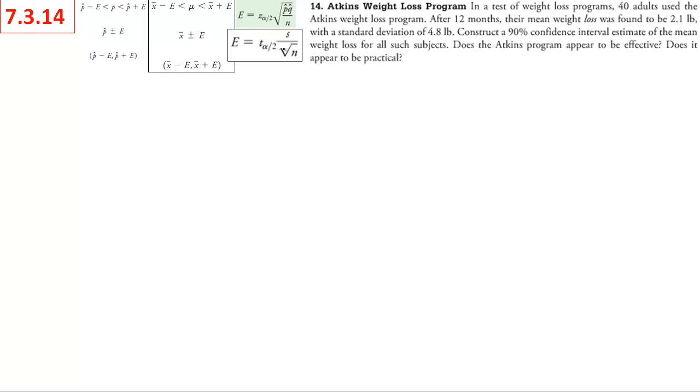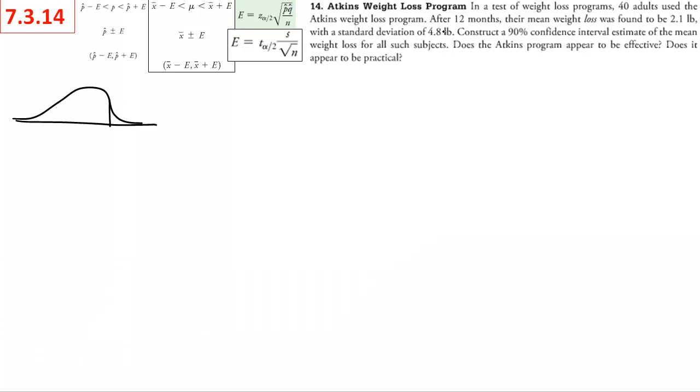You can kind of see how they're all the same. Okay, so just like before, in order to do this, the first thing we have to calculate is E. And the first thing we have to calculate to get E is our critical value. So it's always a good idea to draw yourself a simple little picture to help you make sure that you don't make any simple mistakes.